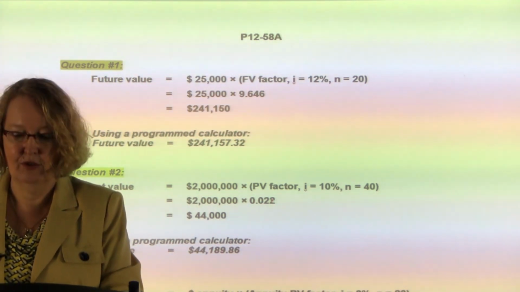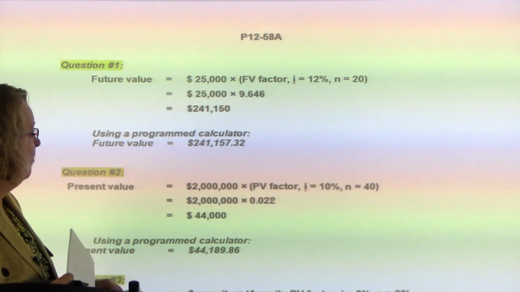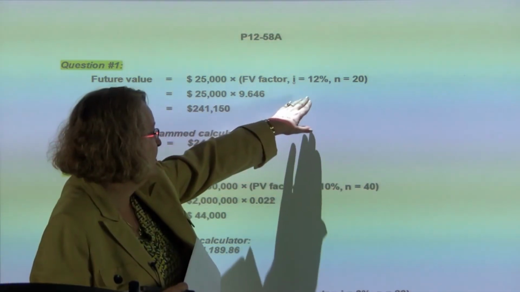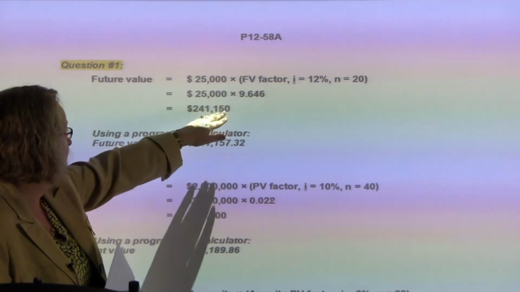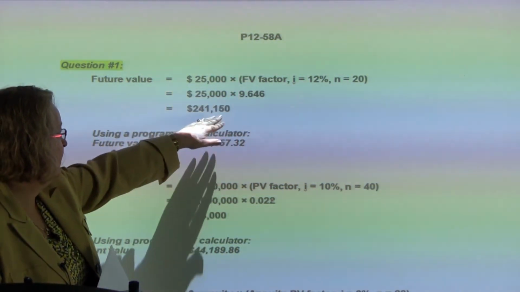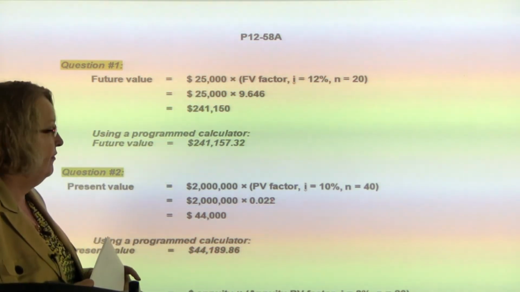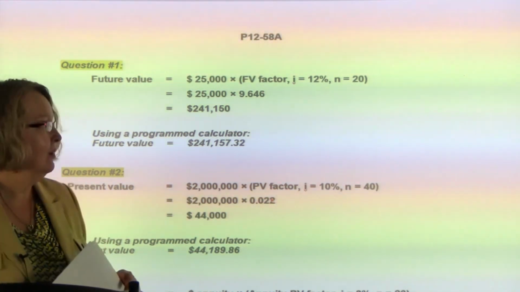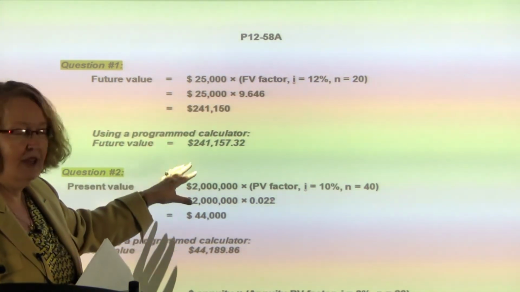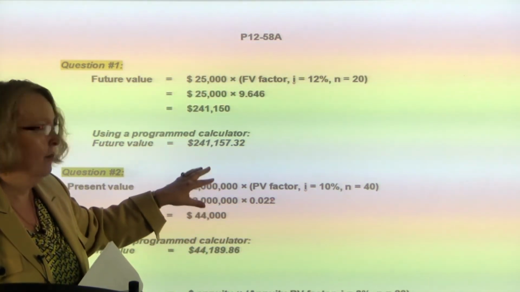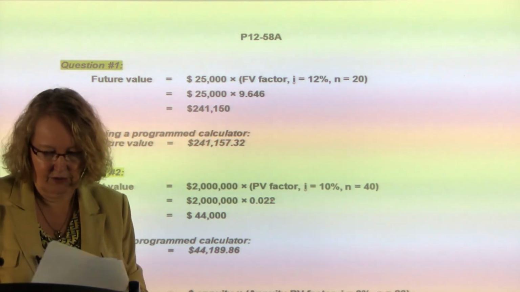So now we need to use our future value tables to come up with the factor. We're looking for an interest rate of 12% and n equals 20 for 20 years. The factor you're going to multiply it by is 9.646. So if she invests the money, in 20 years' time that $25,000 will be worth $241,150. And of course, if you do the calculation with your calculator, you'll end up with a slightly different number, but both are equally correct.